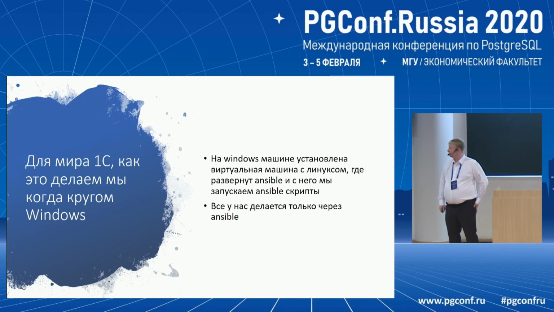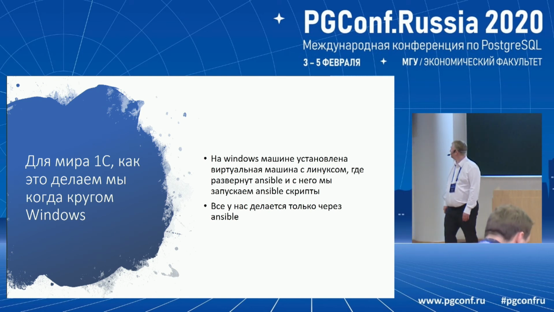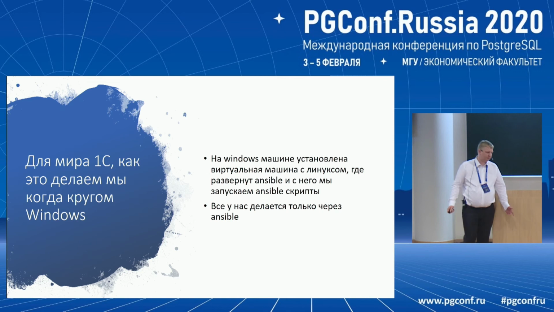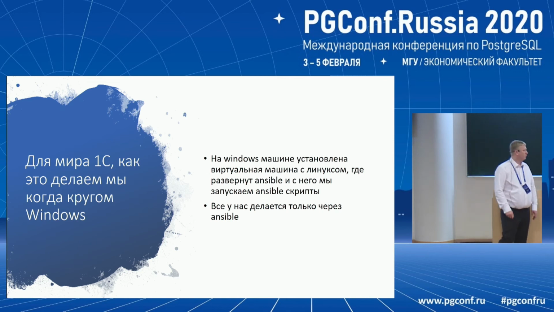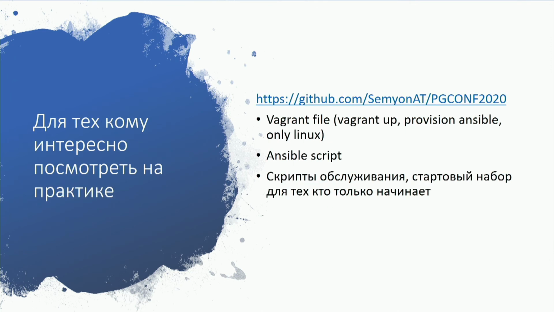The 1C world is very closely associated with Windows. So, a virtual machine with Linux is installed on a Windows machine. We launch Ansible from a Playbook, and we deploy our servers from there. That's why it is very convenient.